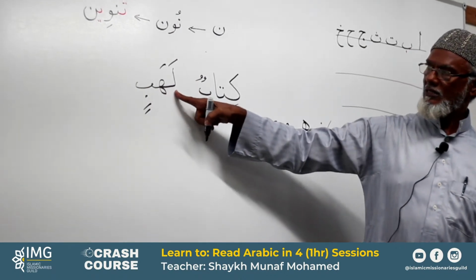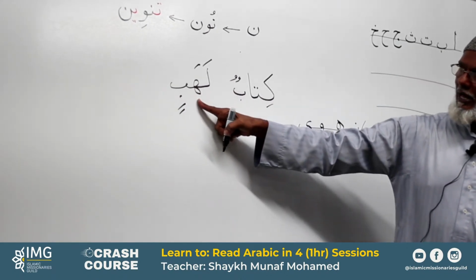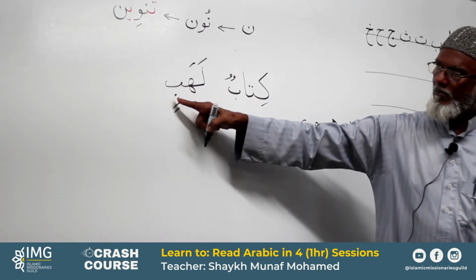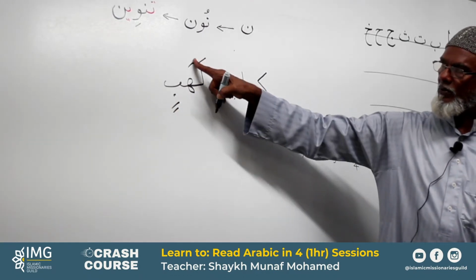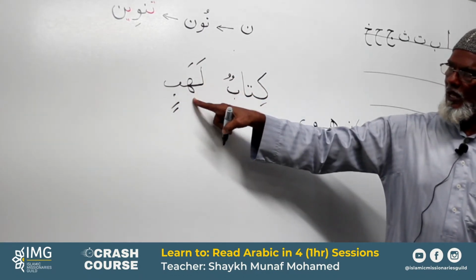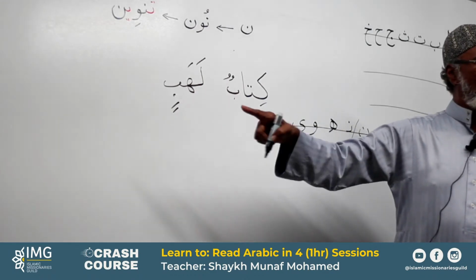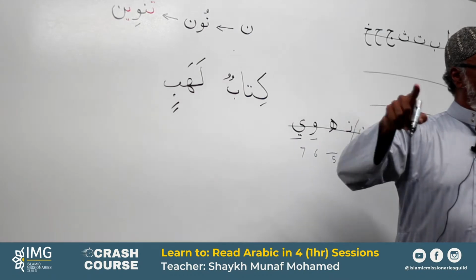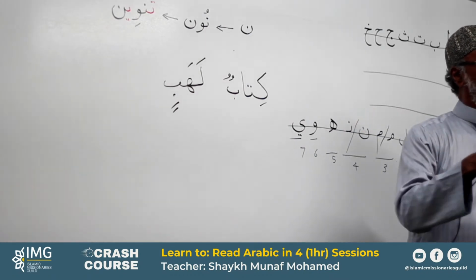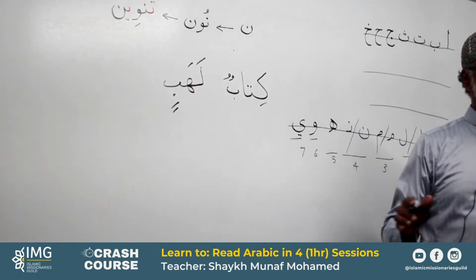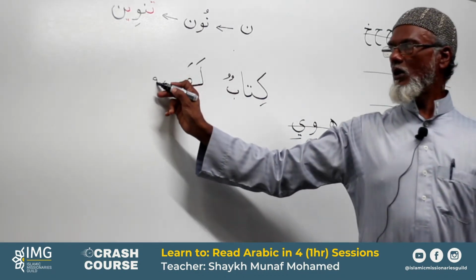What letter is this? Lam. This one, ha. This one, ba. So how do you pronounce it? La, ha, bin. Lahabin. Tabbat yada abi Lahabin. We say bin, right? That is the rules of recitation. It's lahabin, and then there's a waw after.